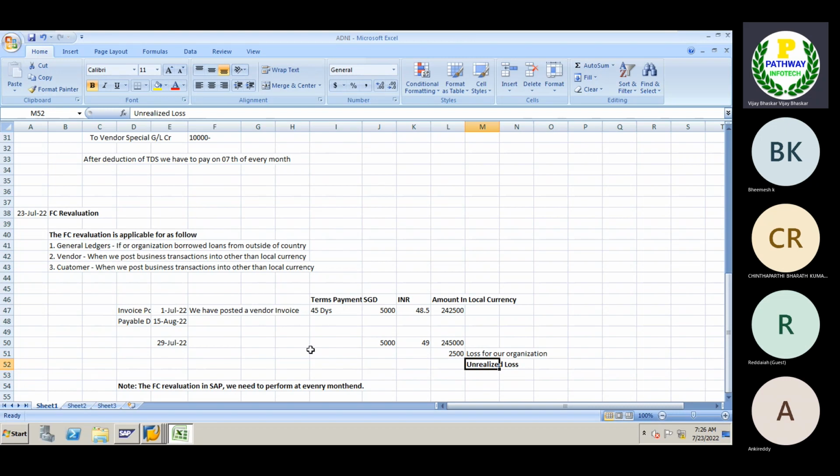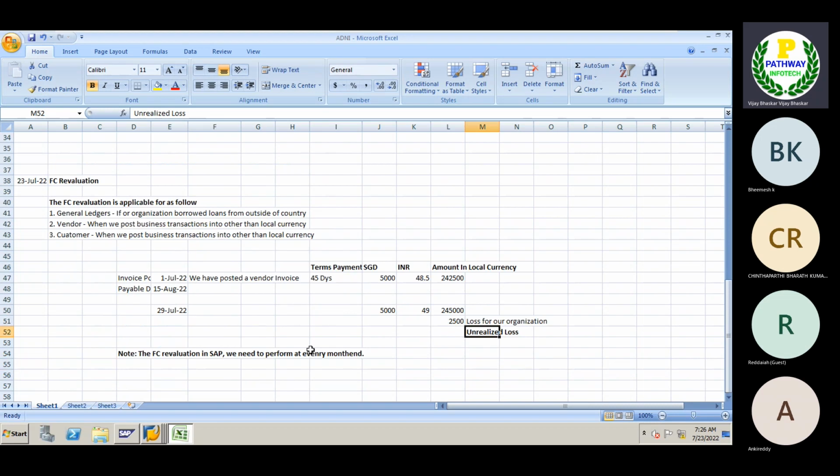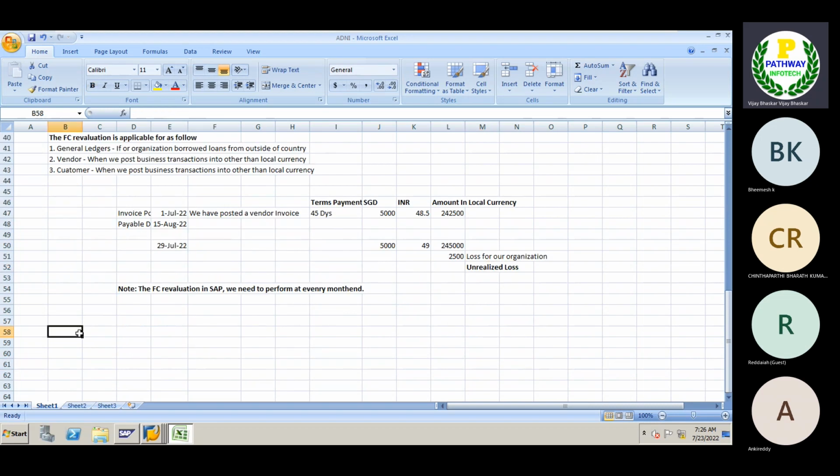Remember why we are saying this is an unrealized loss. In SAP we have two types of concepts. What is an unrealized loss, and then what is a realized loss.